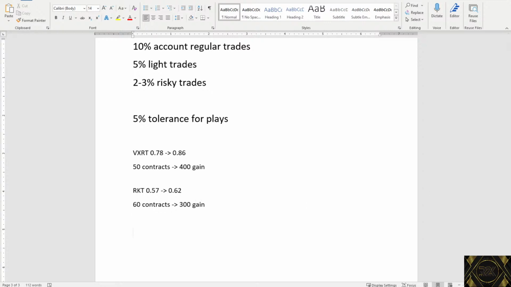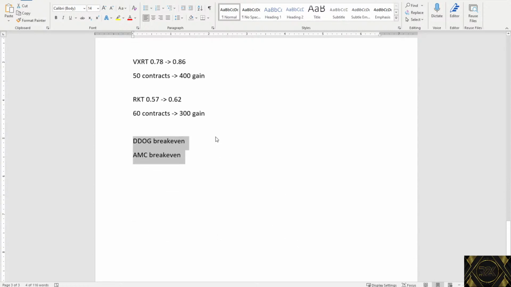Then we have D-Dog. D-Dog was kind of break even. Yeah, D-Dog was essentially break even there. AMC2. Between these two there might have been a little bit of profit, maybe between $200 to $300 profit or so. These are kind of break even, and that's the hard thing.